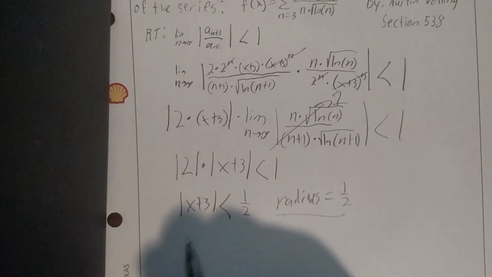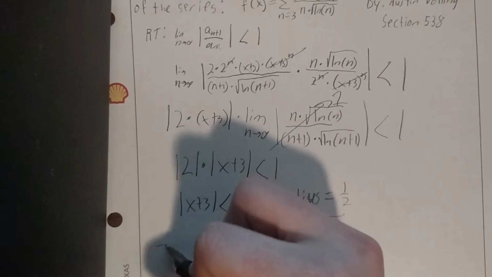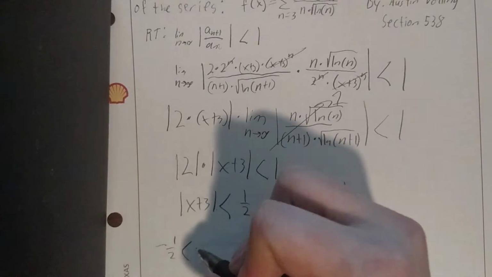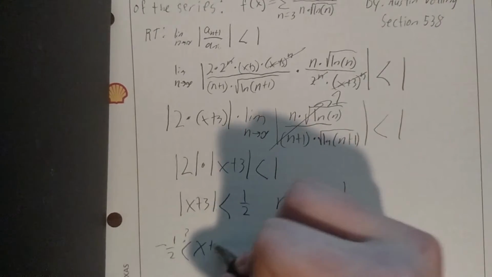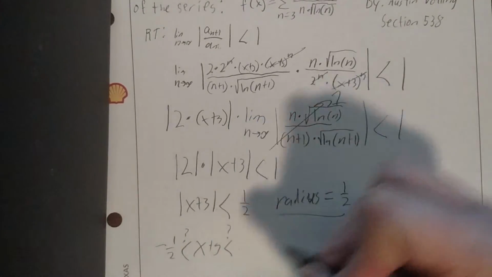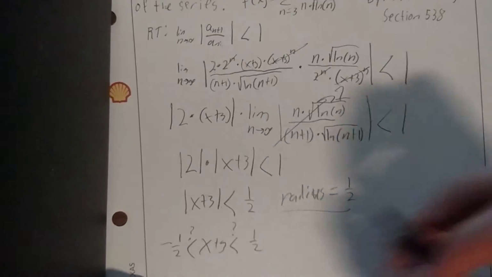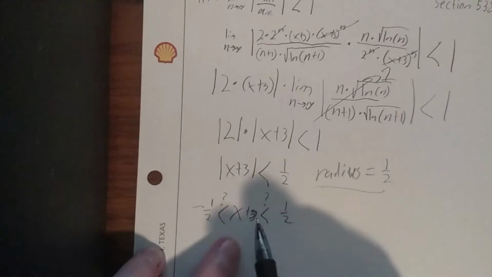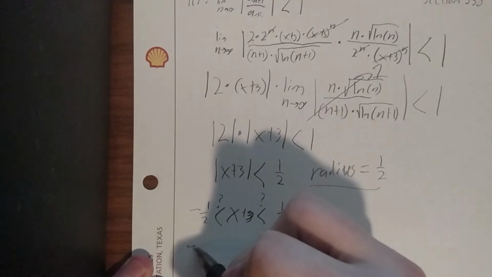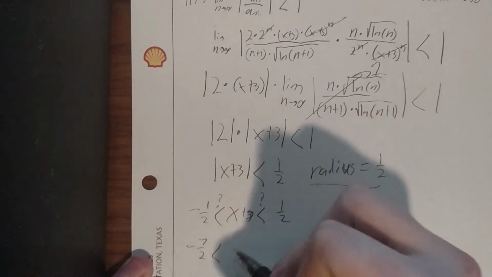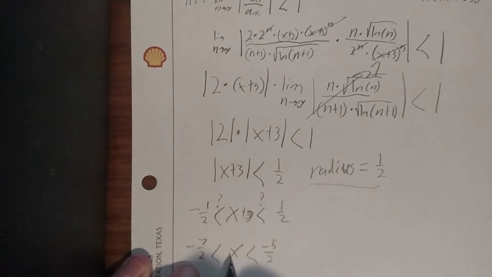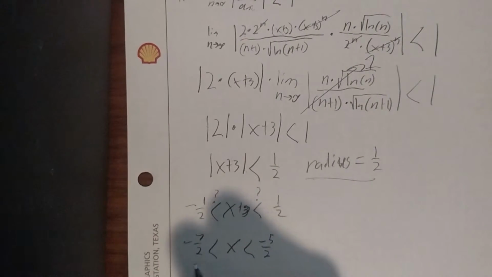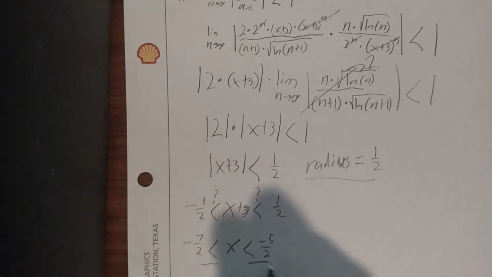So we get rid of these absolute value signs by saying that minus 1/2 is less than, we don't know if it's less than or equal to or not, x plus 3 less than, we don't know if it's equal to 1/2. We isolate x, leaving minus 7/2 is less than x less than minus 5/2. We can see these are 1 apart, which is twice our radius. So now we need to test these endpoints to see if they converge.